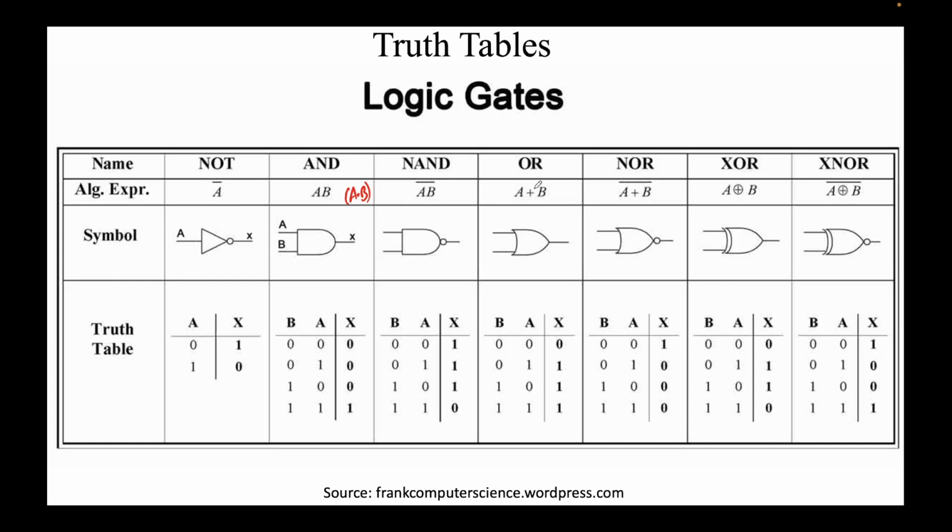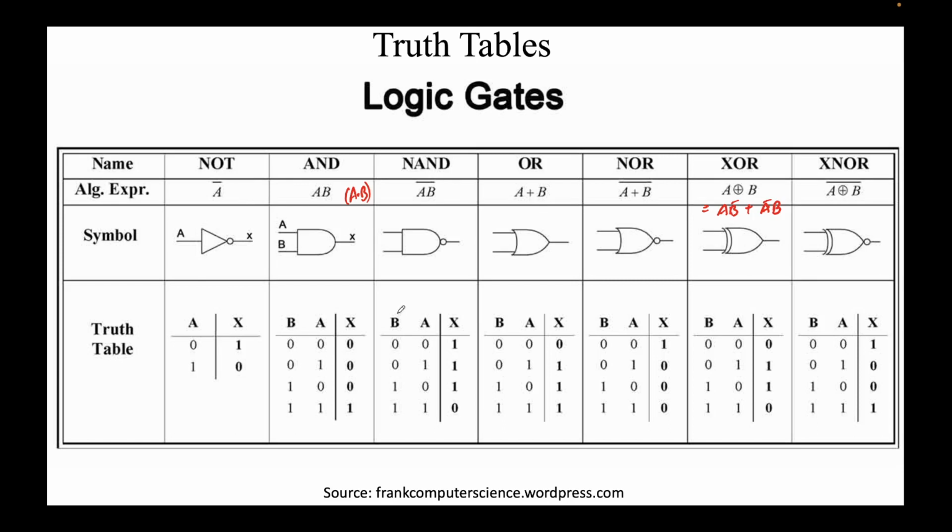OR is A plus B. It's noted algebraically as A plus B, right? And similarly NOR is that we first do OR and then we invert it. So A plus B, we first do OR and then finally whatever the result, we invert it, correct? Similarly, the XOR expression can be written as A B bar plus A bar B, right?